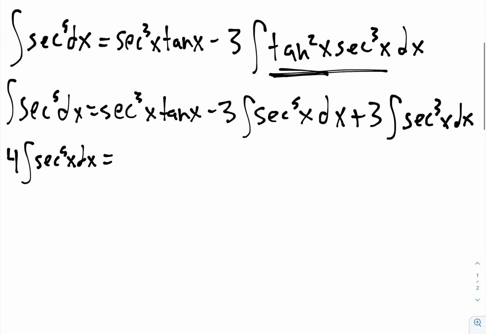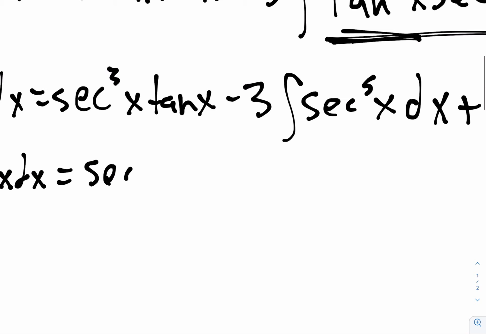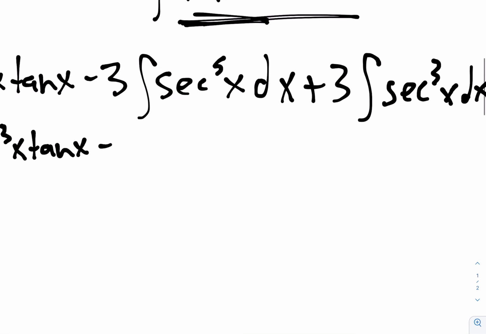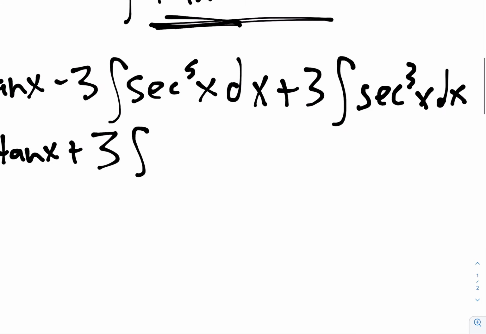And that is going to equal secant cubed x tan x, minus, or sorry, this is going to be, because that minus this whole section here is gone now because we added it, plus 3 times the integral of secant cubed x dx. Okay, good.